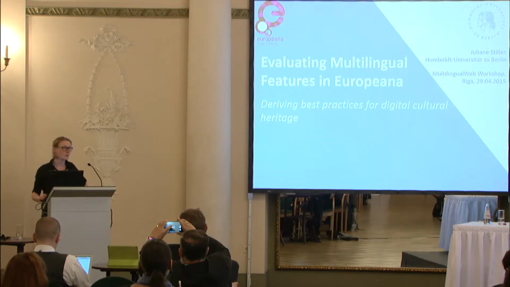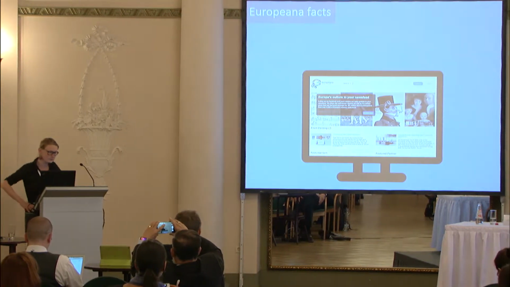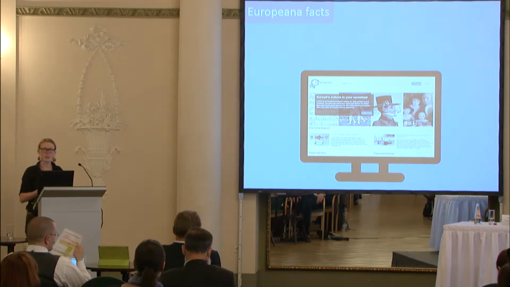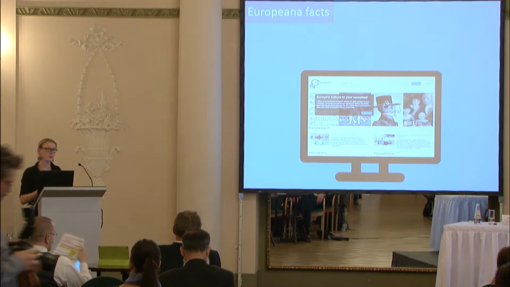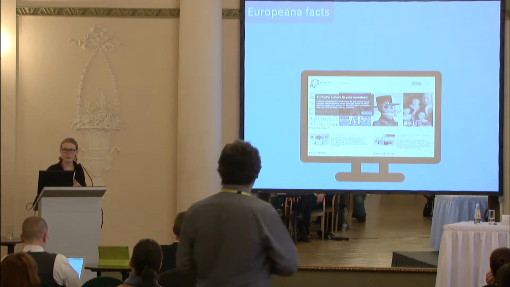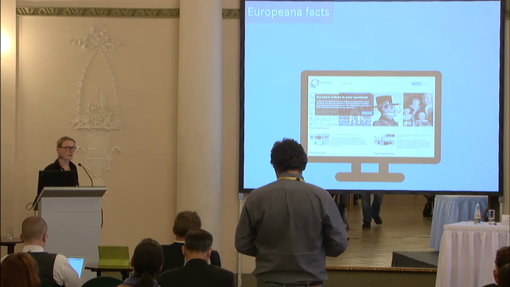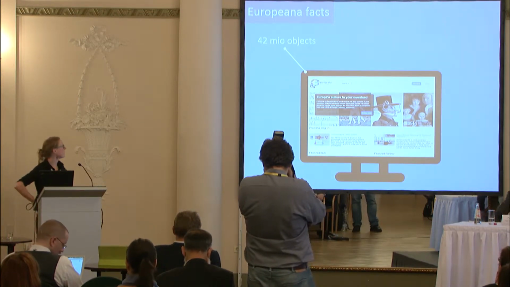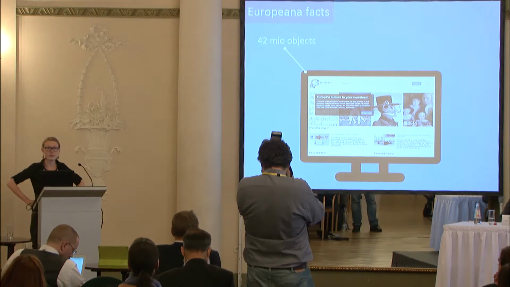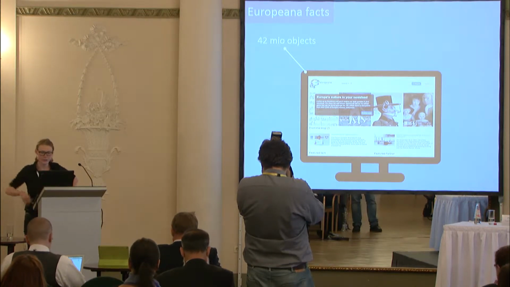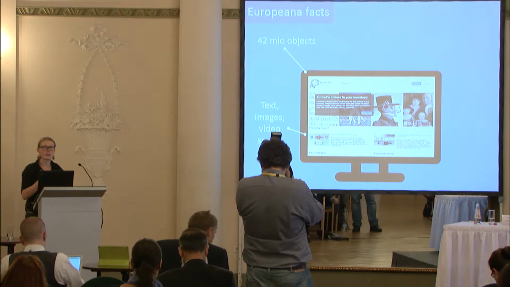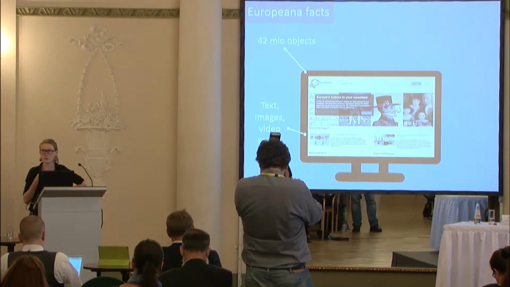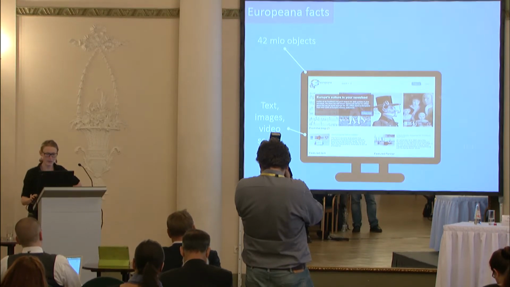Most of you probably saw Antoine's presentation yesterday. So just quickly to recap, Europeana is the multilingual digital library for Europe's cultural heritage content. The website is europeana.eu if you want to check it out. There are 42 million objects in Europeana to be found. It's text, images, video, and sound, and it's coming from museums, libraries, archives, and audiovisual archives.